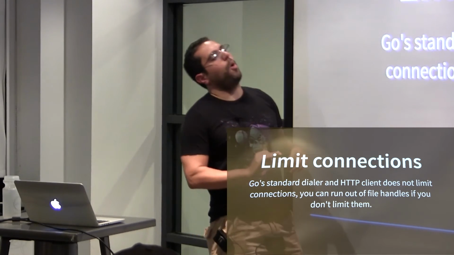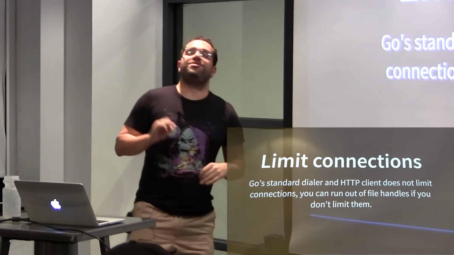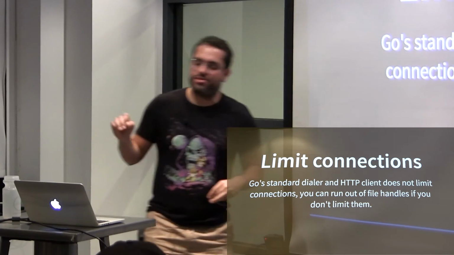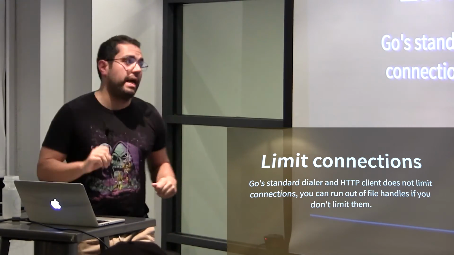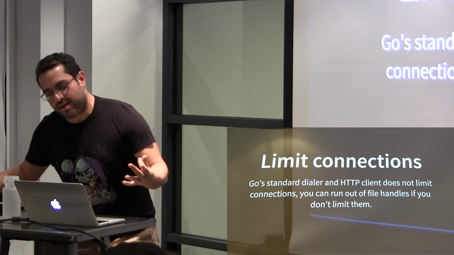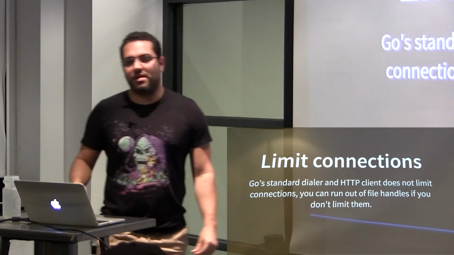Limit connections. Go's standard HTTP client does not limit connections. So you have to build a dialer that limits connections to the client. Otherwise, it's just going to create more connections and more connections and more connections, and then it goes out. Then your service is not going to work.